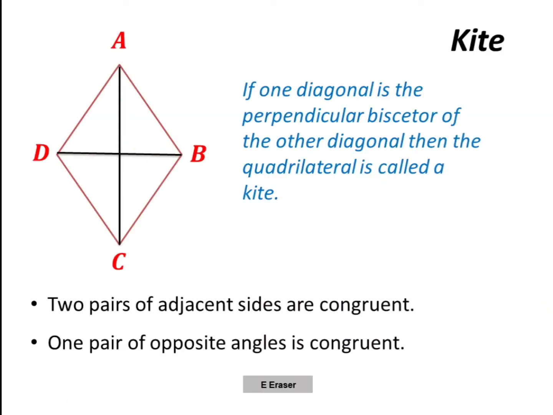So these are some types of quadrilaterals and their properties. Hope you understand this concept.